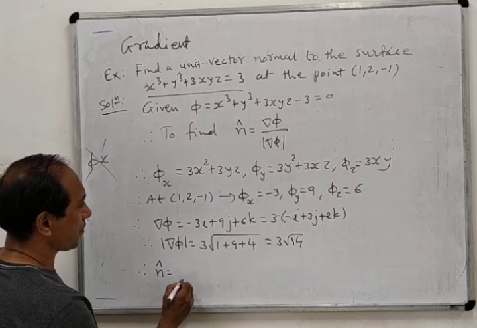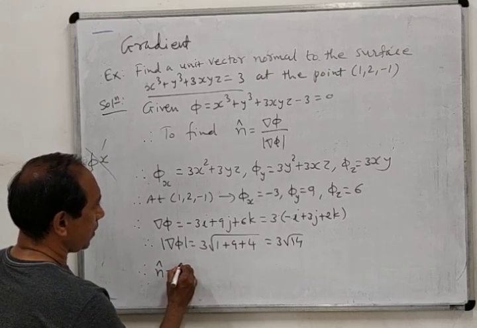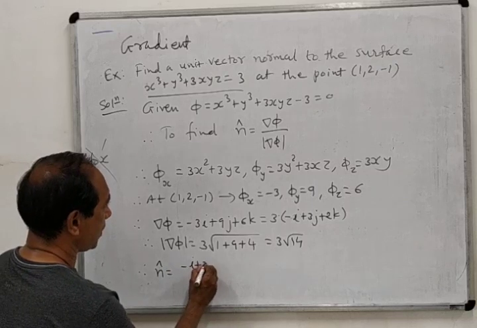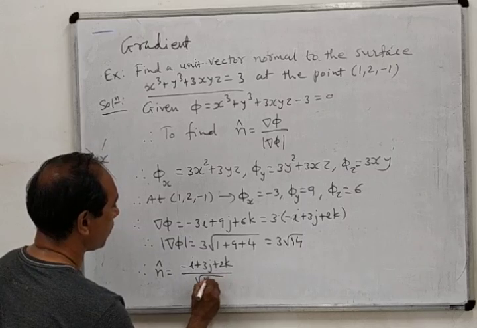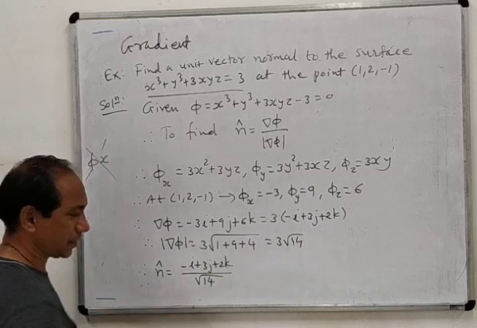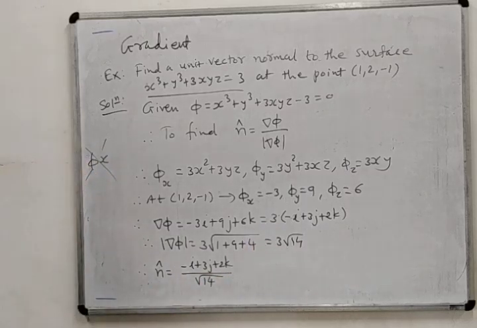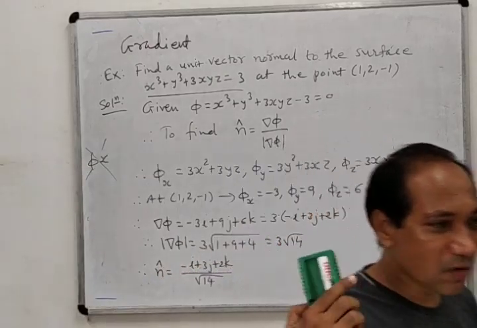So therefore n cap equals minus i plus 3j plus 2k divided by square root of 14. 3 and 3 will be cancelled. So this is the unit normal vector to the given surface. So you note down this problem.